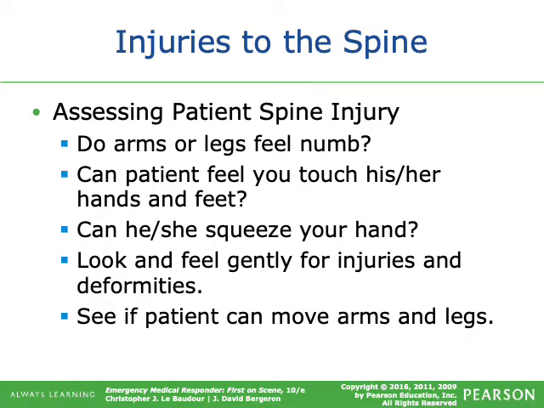So when you're assessing a patient for a spine injury, you want to see: do the arms or legs feel numb? Can they feel you touch their hands or feet? Can they squeeze your hand? You also want to look and feel gently for injuries and deformities. See if the patient can move the arms and the legs. A lot of times when I'm coming up to somebody with some type of trauma injury, I immediately take spinal immobilization. After I do that, I ask them, can you move your arms and your legs? That's just going to let me know a lot of information very quickly.